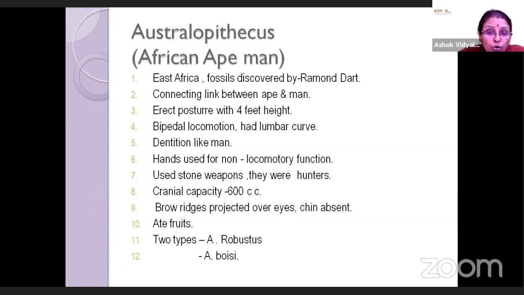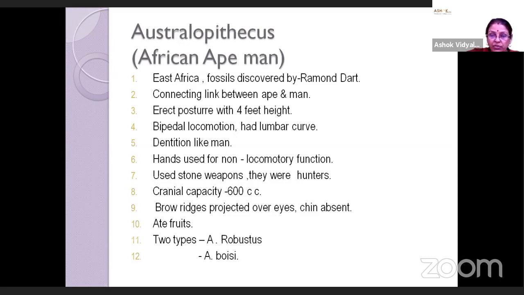Used for non-locomotory functions means what? If it is 4 legs, then it will walk on 4 legs, isn't it? But here it is bipedal, right? So just compare that. Hands used for non-locomotory functions, and they used stone weapons. Why did they use weapons? Obviously, they must be hunters, so they used some weapons, right?